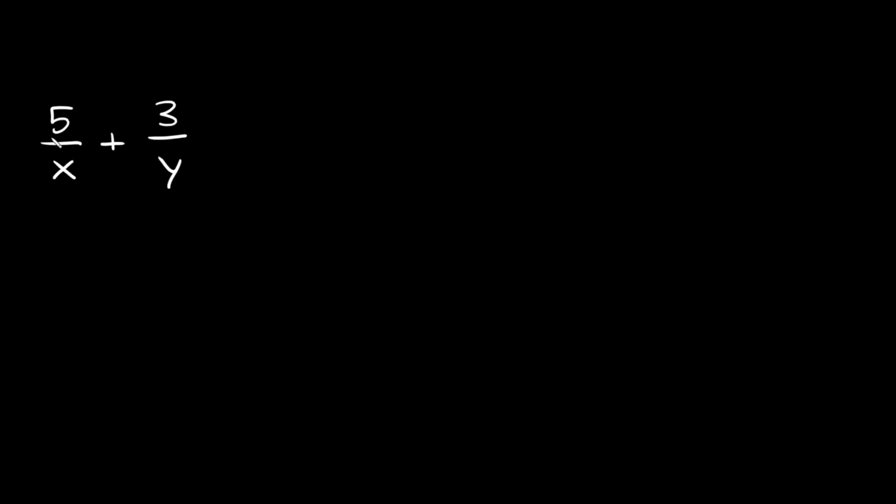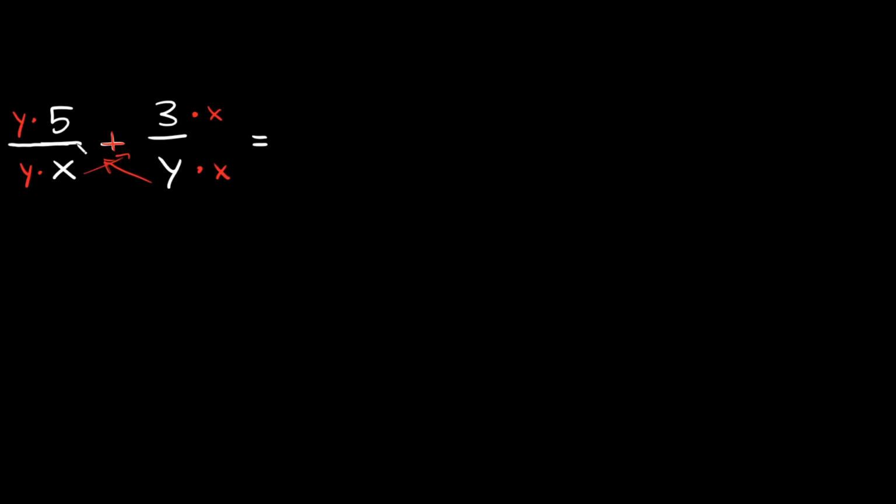Okay, so here's our first example. So we have 5 over x plus 3 over y. In order to add these two together, they have to first have the same denominator, which in this case, they obviously don't. So one thing we can do here is just cross multiply the denominators. Here I have an x, so I'm going to multiply by an x on the top and on the bottom. And then here I have a y, so I'm going to multiply by y on the top and the bottom.